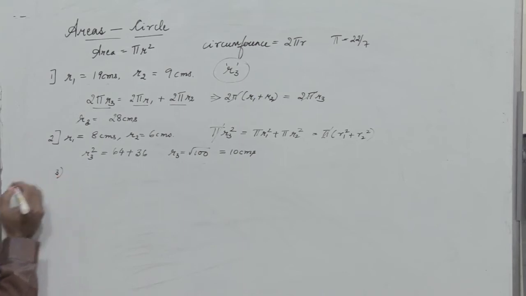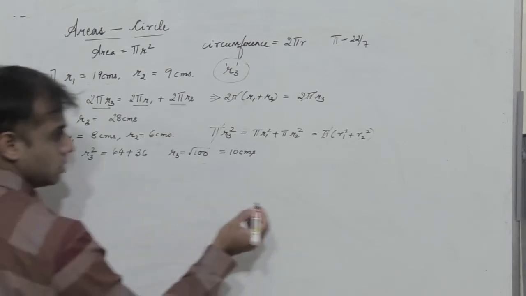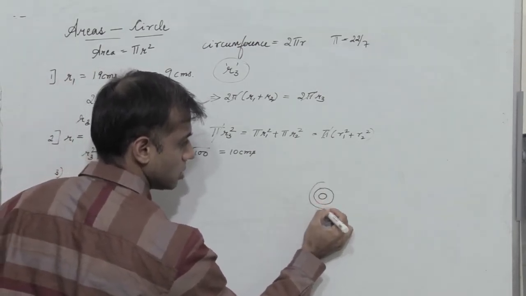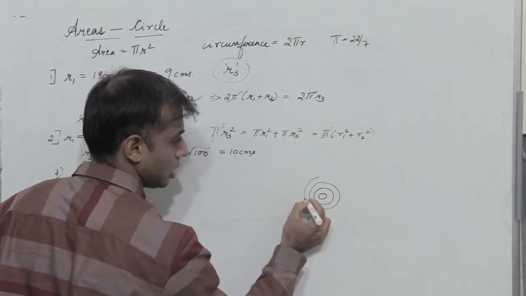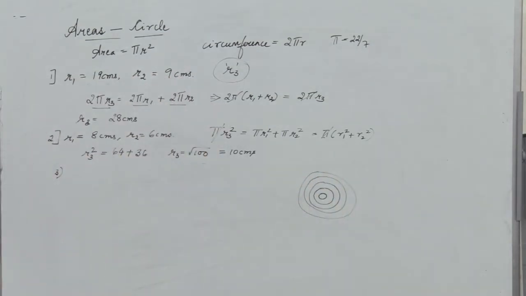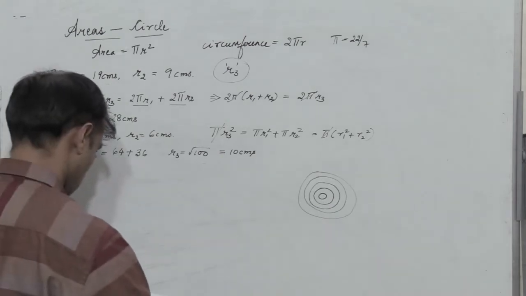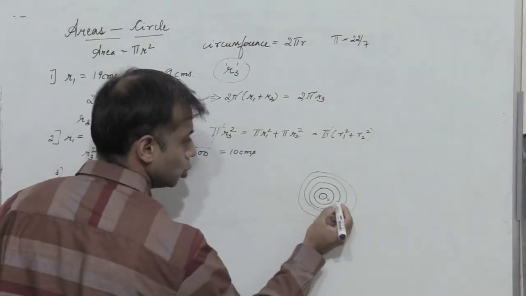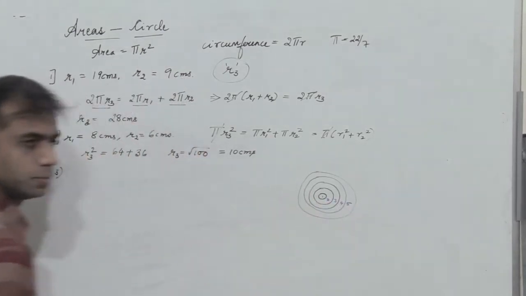Third one: there is an archery target having 5 different regions of different colors. So there is an archery target having 5 different regions and each region has a different color. So let me draw the 5 different regions. So these are the 5 different regions. The inner region is of gold. So let us call this region 1, and this is 2, 3, 4 and 5.